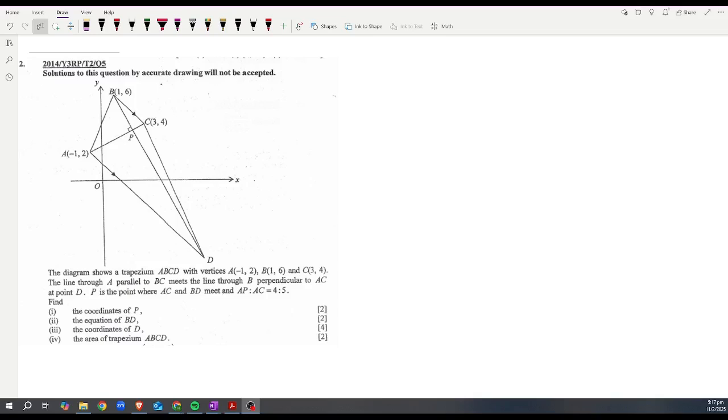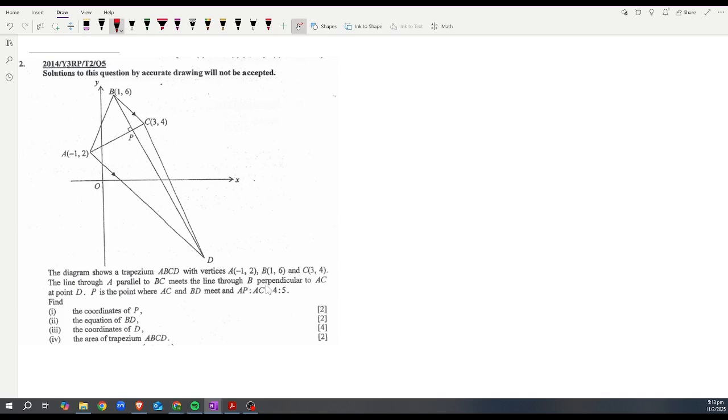This question falls under the topic of coordinate geometry. In particular, for this question, you need to understand ratio theorem, shoelace theorem, and how the gradients of perpendicular lines are related. Okay, so for part one, they're asking for the coordinates of P.